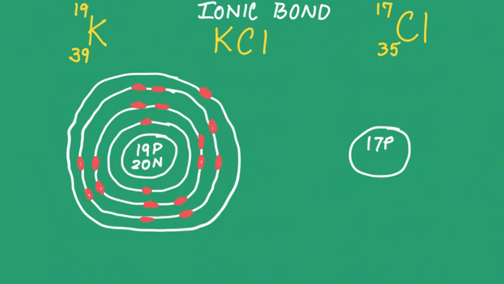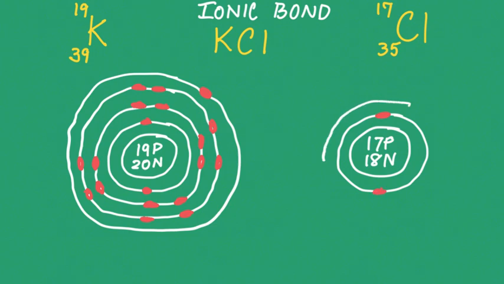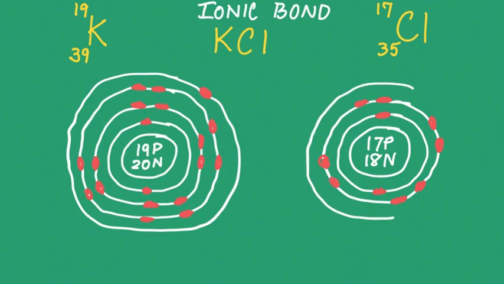Chlorine, as we did earlier, has 17 protons and 18 neutrons. The inner shell contains 2 electrons. The next shell will contain 8. So 2 plus 8 is 10. So we need 7 more electrons on the outer shell. If chlorine receives 1 more electron, then its shell will be filled.